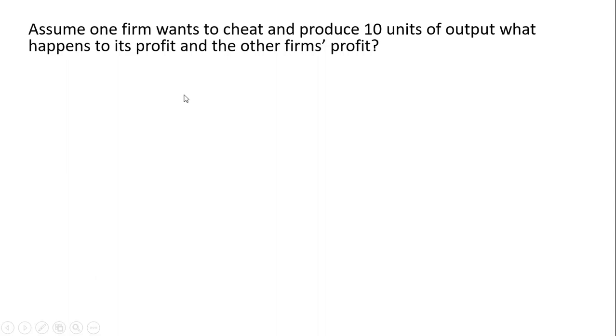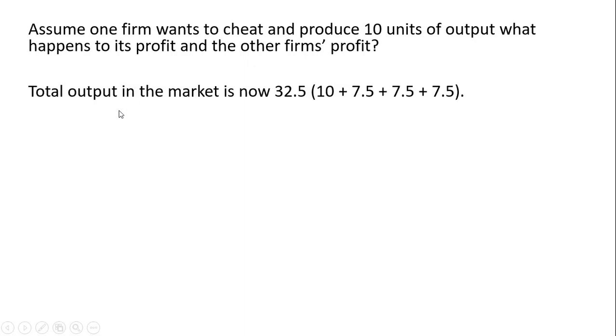Now, in the second part, let's assume one firm wants to cheat and produce more than 7.5 units. Say this firm wants to produce 10 units of output. What happens to its profit and what happens to the other firm's profit? So total output in the market is now going to be 32.5 units. This cheating firm is producing 10, and we're going to assume the other three firms are just going to produce 7.5 units still.